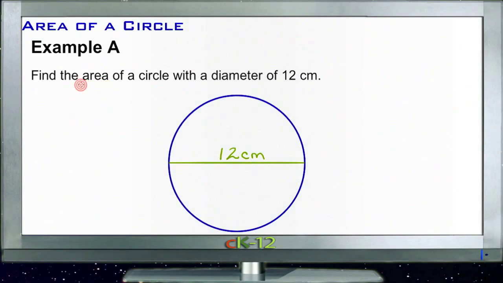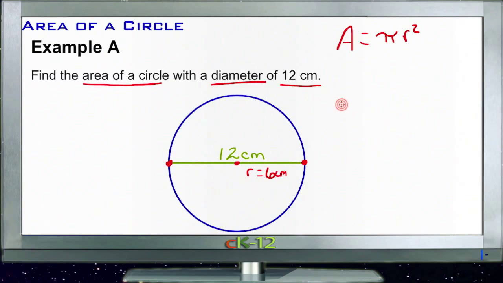Okay, example A says to find the area of a circle that has a diameter of 12 centimeters. Now remember, our formula for the area of a circle is pi times the radius squared. So if what we have is the diameter, the distance all the way across the circle from side to side, we want the distance from any one point on the side to the center, so it's going to be half of that diameter, or 6 centimeters for the radius.